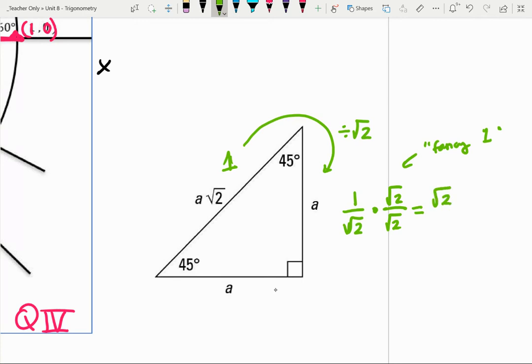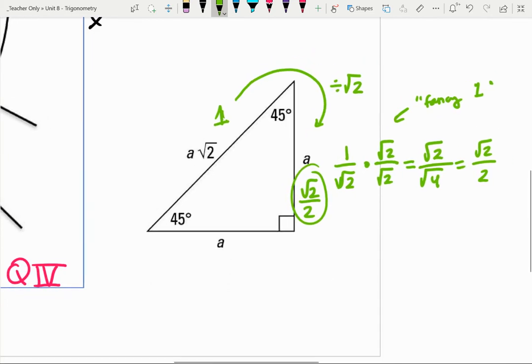So we get square root 2, 1 times square root 2 is square root 2, divided by the square root of 4, which is just 2. So while it would certainly be easier to write it as 1 divided by square root 2, we're going to write it as root 2 over 2 because that is our convention.